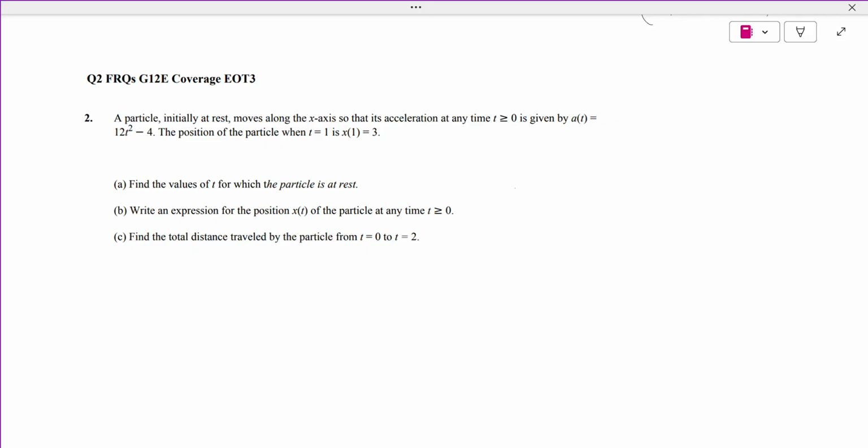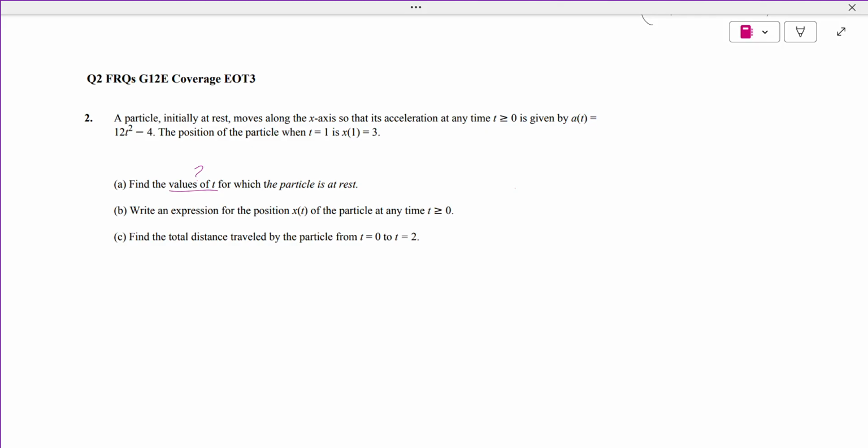So, a particle initially at rest moves along the x-axis so that its acceleration at any time is given by a of t equals 12t squared minus 4. The position of the particle when t is equal to 1 is x of 1 is equal to 3. So, part A says find the values of t for which the particle is at rest.